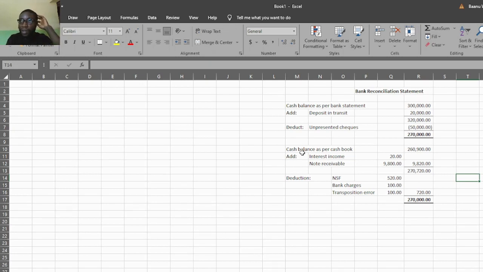NSF too, you will find NSF in the bank statement, because money that you have already recorded as income was later removed by the bank because the issuer does not have enough funds. Bank charges, this transposition error: the bank does not have this transposition error, but you have recorded it, so you have to remove it to arrive at this. So once you examine both statements, you draw out those transactions that are causing the problem and you put them in appropriate places. Using this technique, you can resolve any bank reconciliation statement, and then you should have a balanced statement at the end of the day.